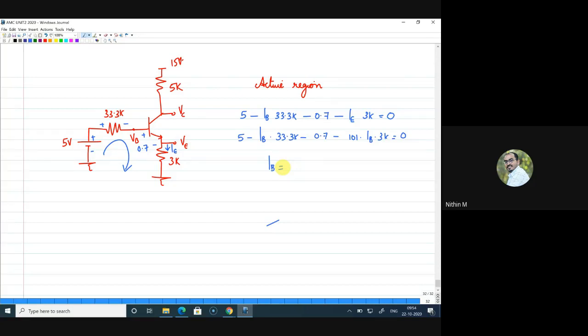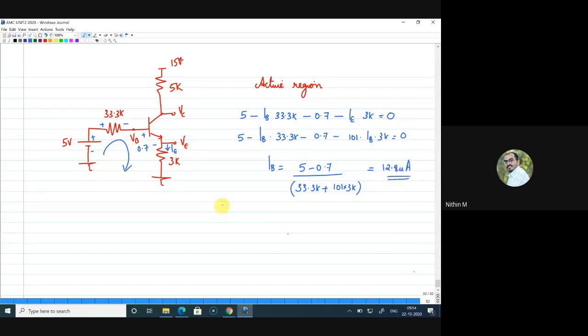Any answers? Okay, so IB will be equal to 5 minus 0.7 divided by 33.3k plus 101 into 3k. Can you calculate and tell me what this value is? 5 minus 0.7 divided by 33.3k plus 101 into 3k. It is 12.8 microamps.